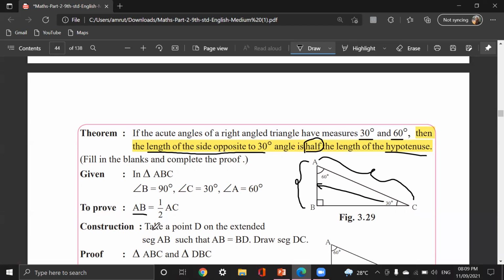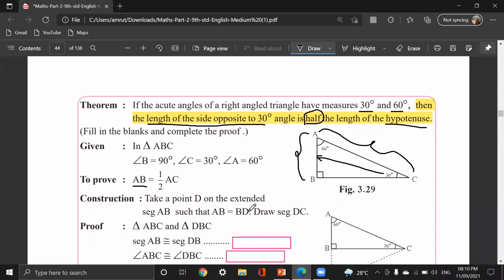Now in the construction, see what they have done. Take a point D on the extended segment AB such that AB is equal to BD. So what do we have to do? Extend segment AB. So this is segment AB. Extend means आगे बढ़ाना है, we have to move forward.